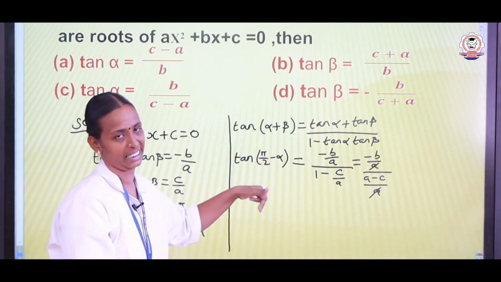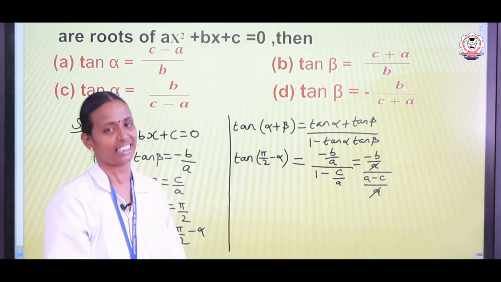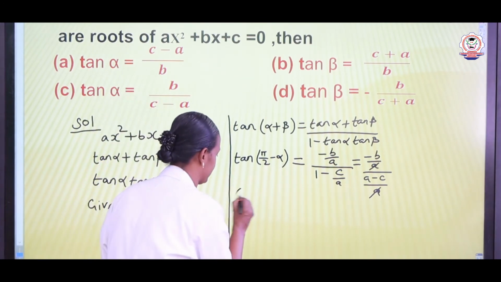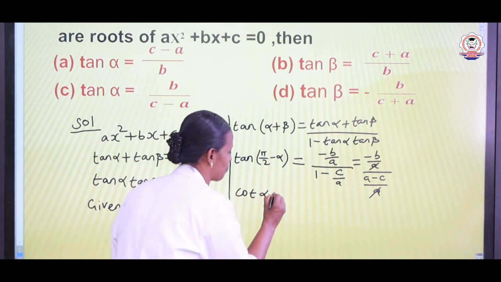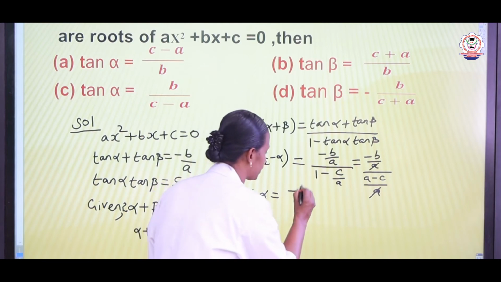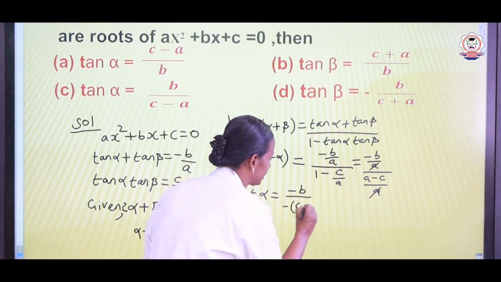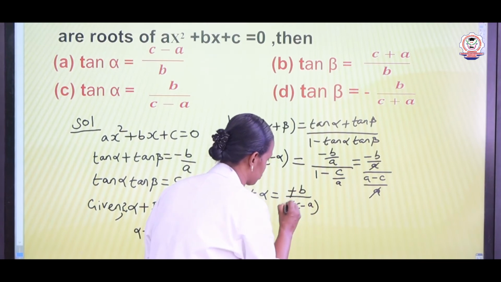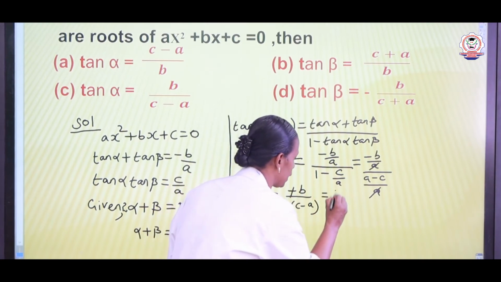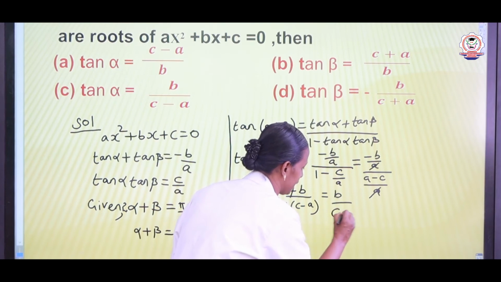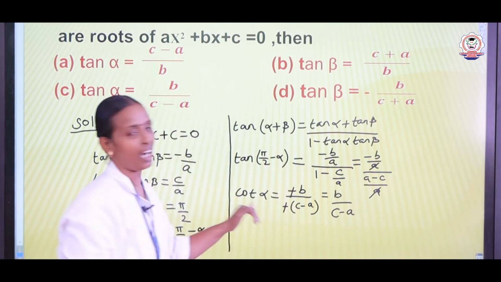Next one, tan of 90 minus alpha. Pi by 2 is 90. Tan 90 minus theta is cot theta. Therefore, we can write this as cot alpha equal to minus b by, taking minus common outside, minus of c minus a. Minus minus gets cancelled. So, b by c minus a. This is your cot alpha value.